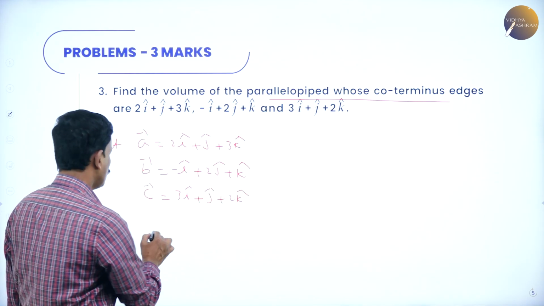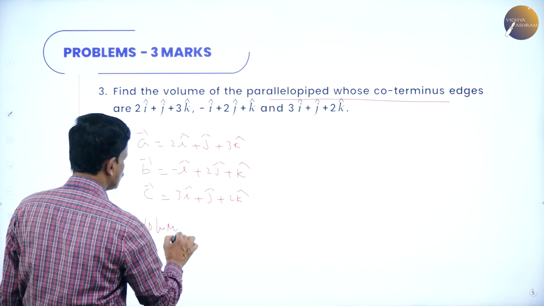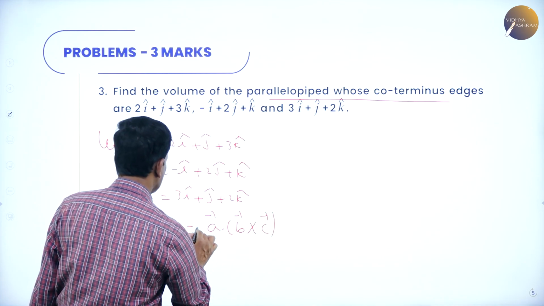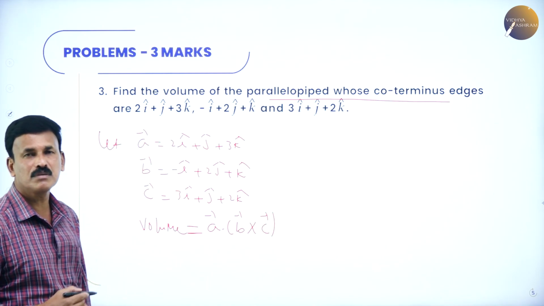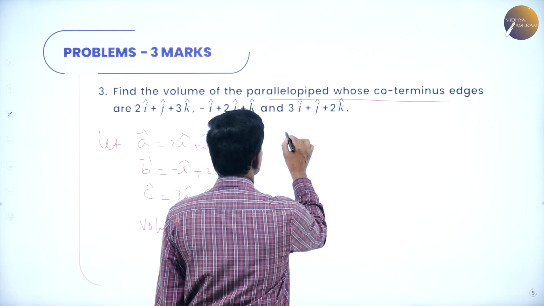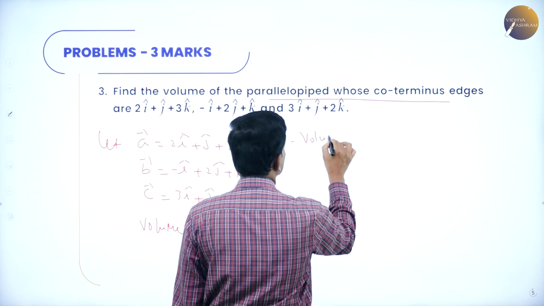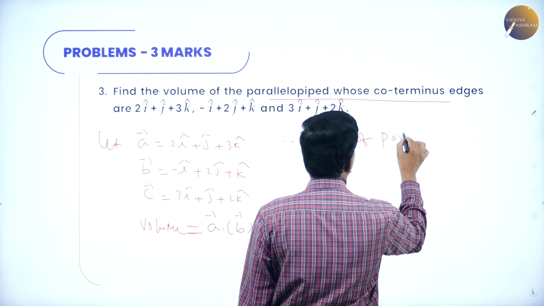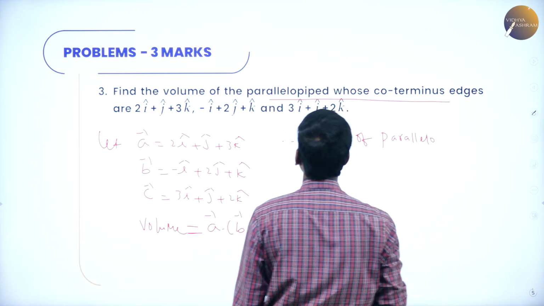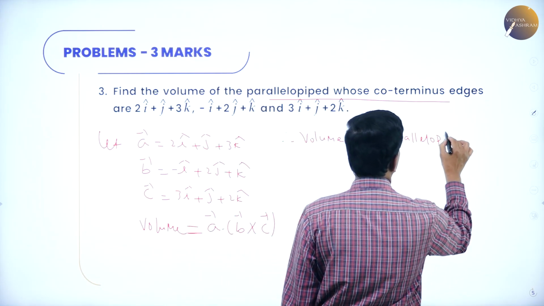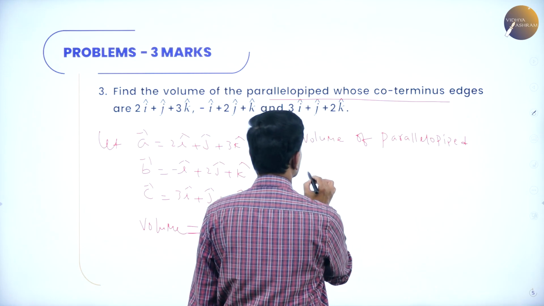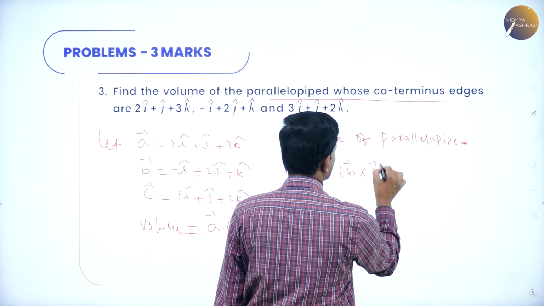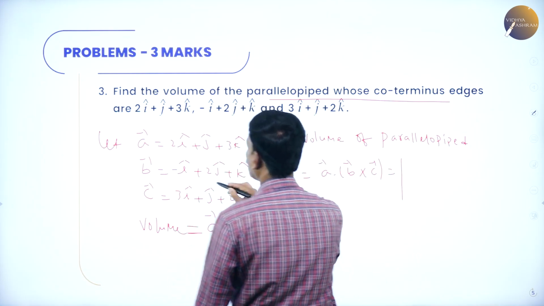Now what is the volume? The volume of a parallelepiped is always equal to A dot B cross C. This is the formula for volume. The volume of a parallelepiped is given by A dot B cross C. So therefore the volume of the parallelepiped is equal to A dot B cross C. This is equal to, write down the coefficients.